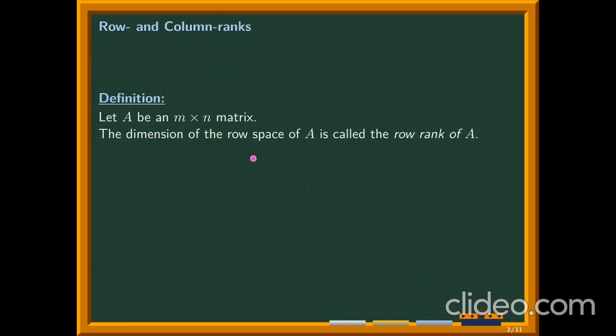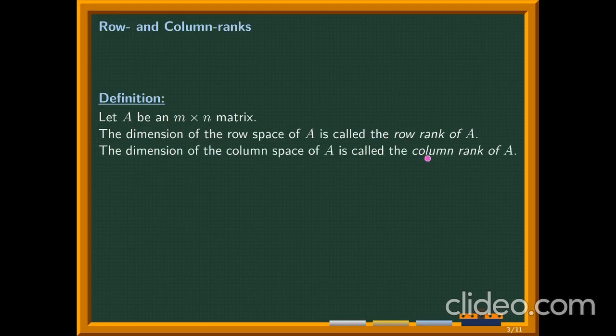Because the row space is a subspace of R^n, it has a finite dimension, and the dimension is what we call the row rank of the matrix. Similarly, the column space is a subspace of R^m, and its dimension is finite, and it will be called the column rank of the matrix.